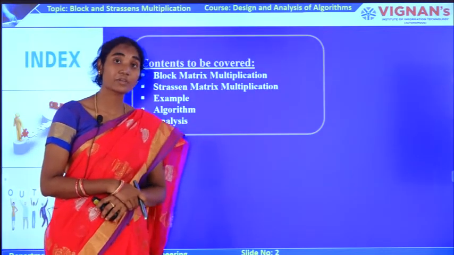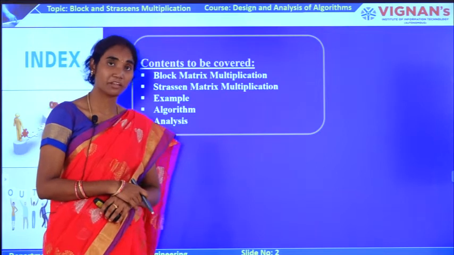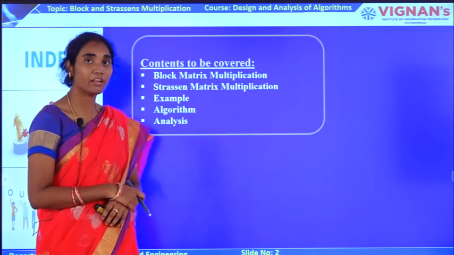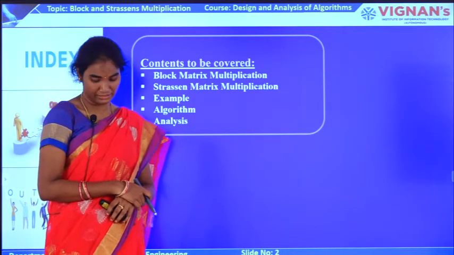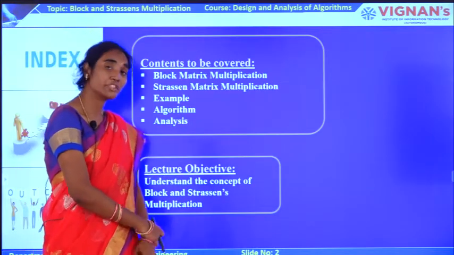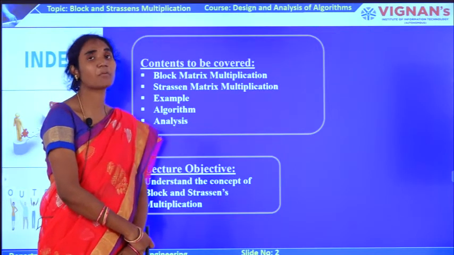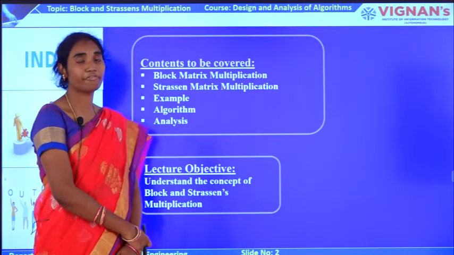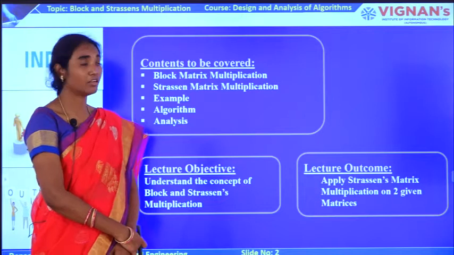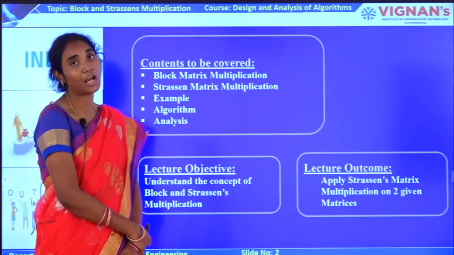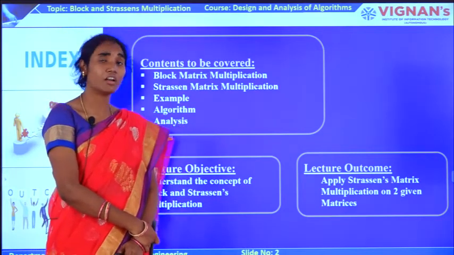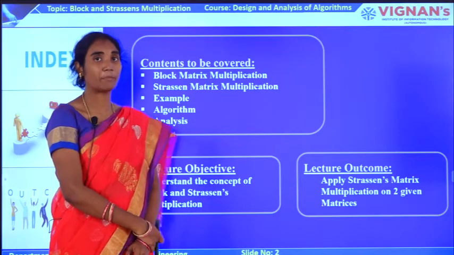Coming to the contents, today I am going to cover Block matrix multiplication followed by Strassen's matrix multiplication, followed by an example, the algorithm and the analysis part. Now coming to the objective, today's lecture objective is that the students are able to understand the concept of Block and Strassen's multiplication. Now the lecture outcome: by means of today's lecture, the students can apply Strassen's matrix multiplication, that is a divide and conquer matrix multiplication, on given matrices to multiply.